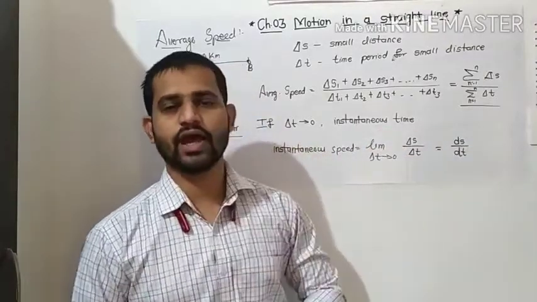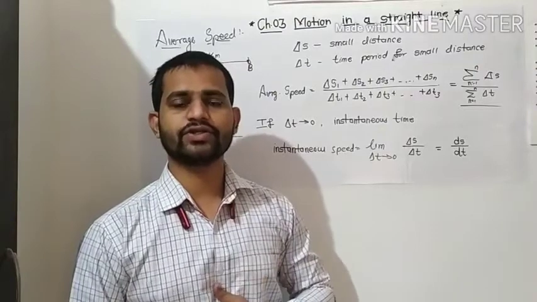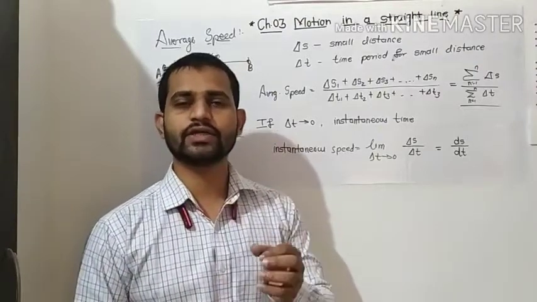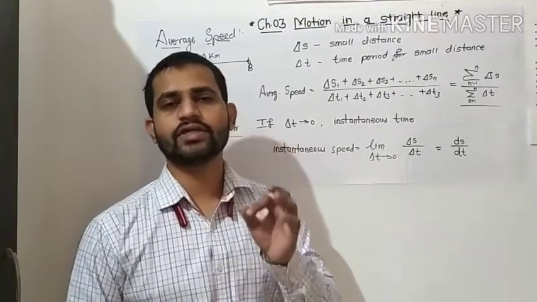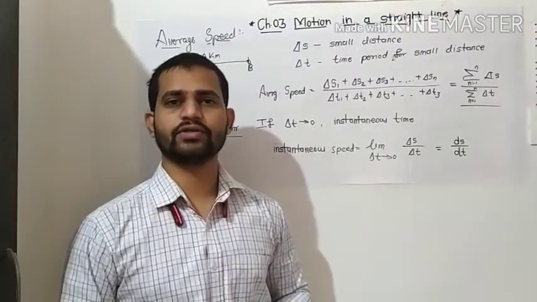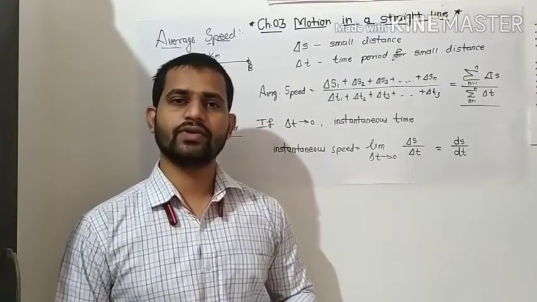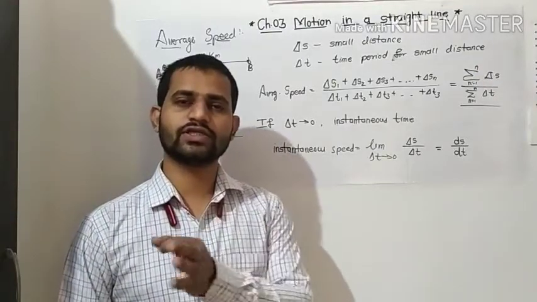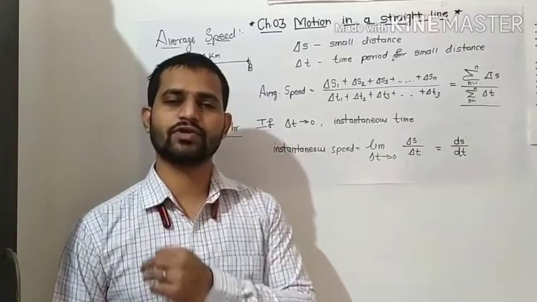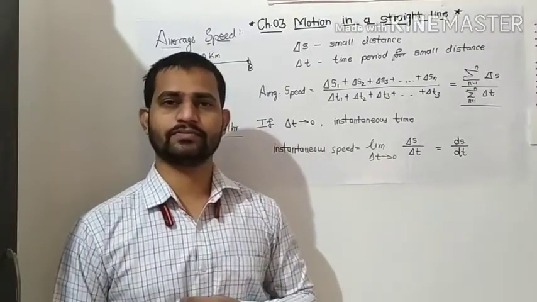And how to calculate the average speed? For the calculation of average speed, we have to consider each and every smaller distance and the time interval for that particular smaller distance. Once we have the number of such smaller distances and their time intervals, then we can go for the average speed.